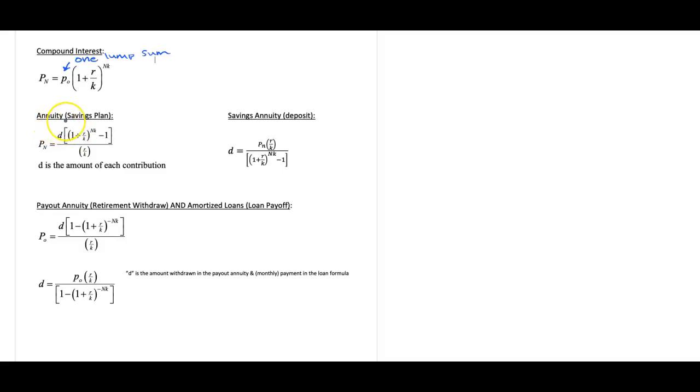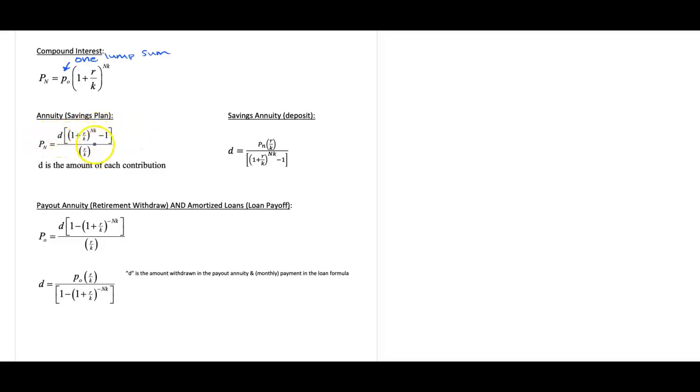Whereas with annuities, you're putting money in every month, right? Like maybe you're putting $500 each month in there instead of it just being one lump sum. And that's the biggest difference between those. So when we have this annuity savings plan, P sub N is how much you're going to end up with at the end of that time, right? D is the amount of money that you're depositing in every month.